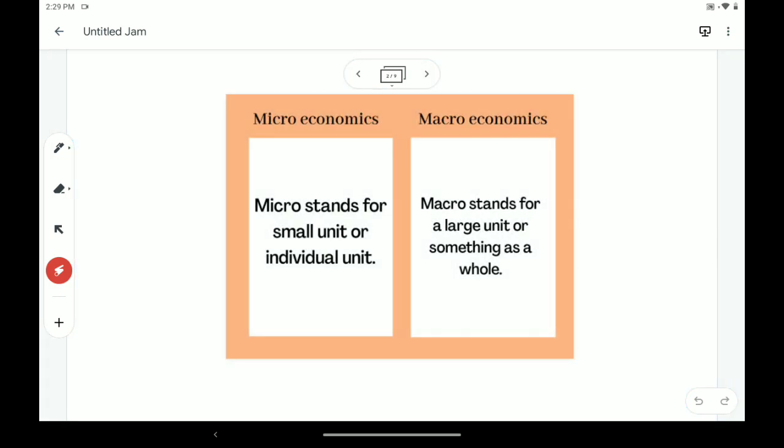The most fundamental difference between micro and macroeconomics can be derived from the words micro and macro themselves. Micro stands for a small unit or individual unit, whereas macro stands for a large unit or something as a whole. So this difference between micro and macro gives us a faint idea about the difference between these two branches of economics.